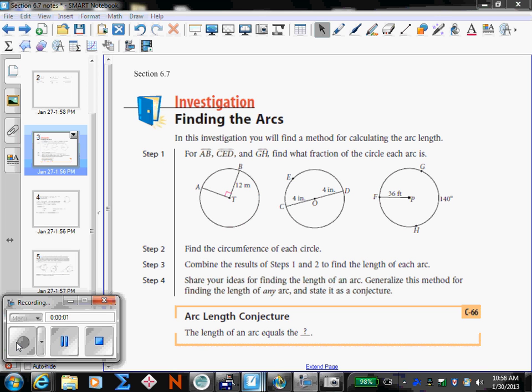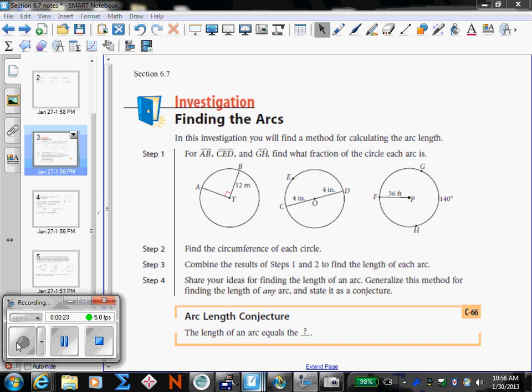Hi class, this is section 6.7. This is the last section of chapter 6 that we are going to talk about. And it involves yet another formula that you're going to have to know. So it is finding the arc length of a piece of a circle.